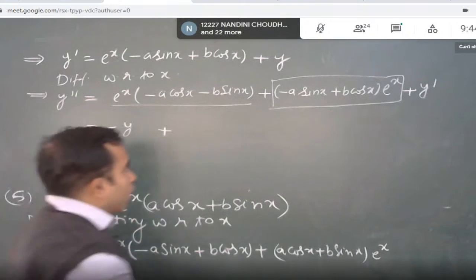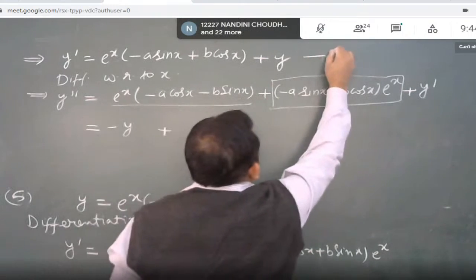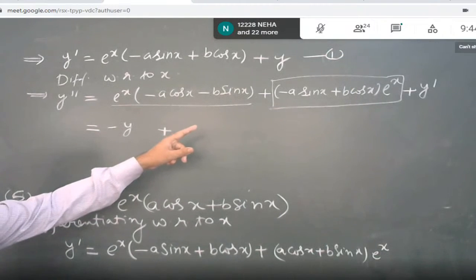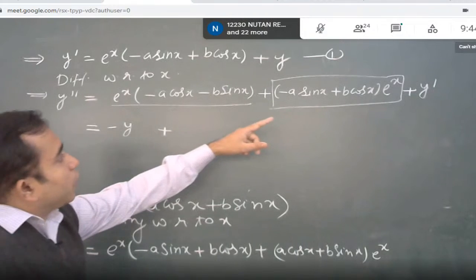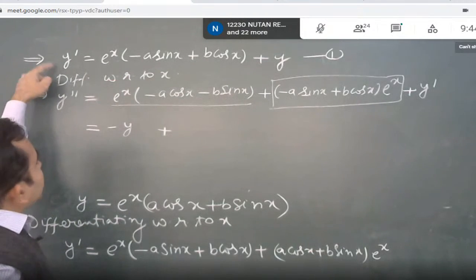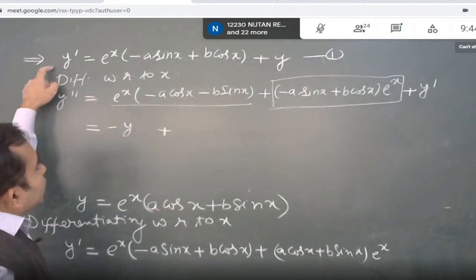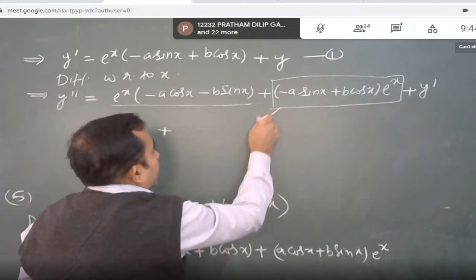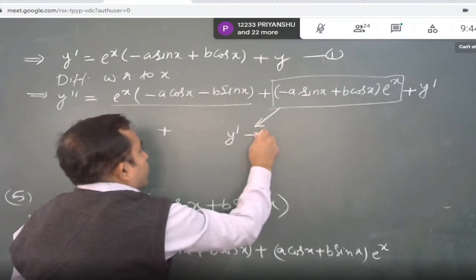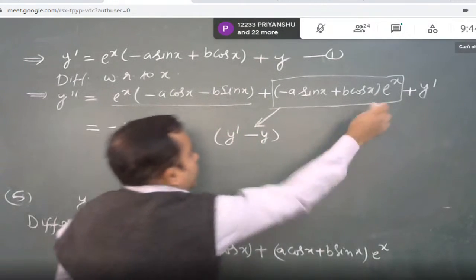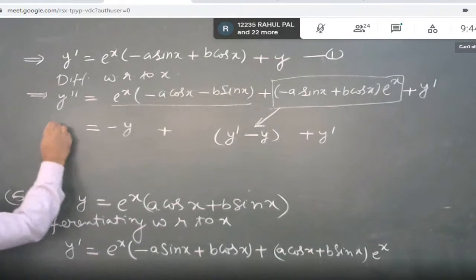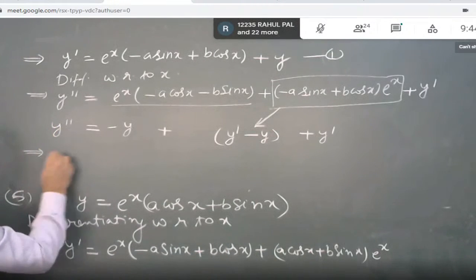इसका वैल्यू आप यहां से निकाल लीजिए. If it is 1, इस टर्म का माइनस a sin x प्लस b cos x इंटू e टू पावर x, इस टर्म का वैल्यू इस इक्वेशन से कितना होगा स्टूडेंट्स? y dash minus y. This will be y dash minus y और ये मेरा प्लस y dash एज इट इज है. बस हो गया, इसको हम सिंप्लीफाई कर लीजिए और आंसर चेक करने के लिए रेडी हो जाइए.